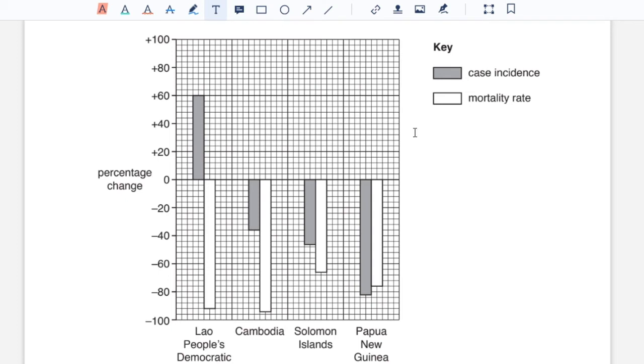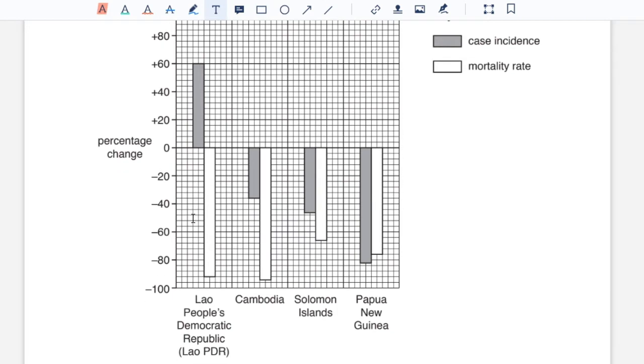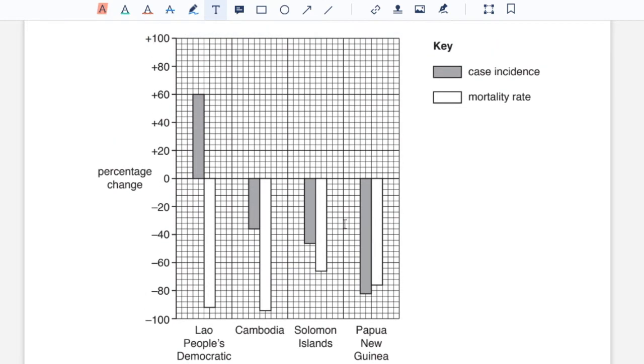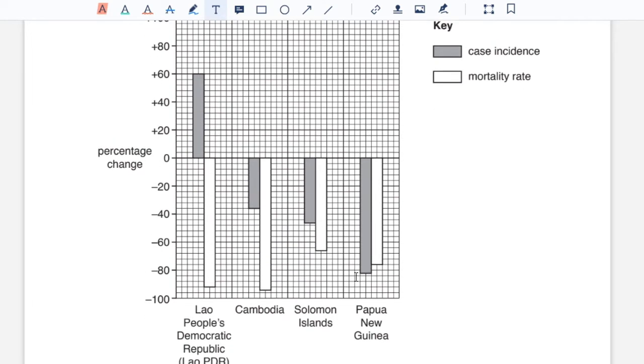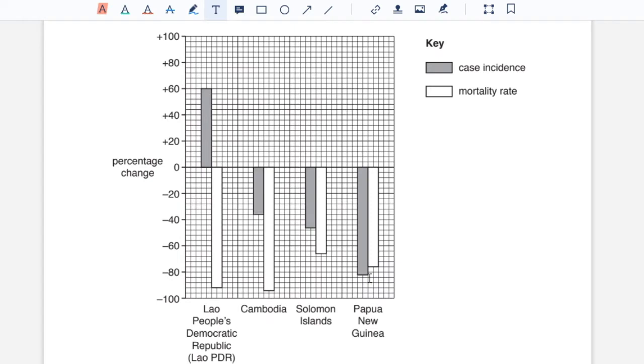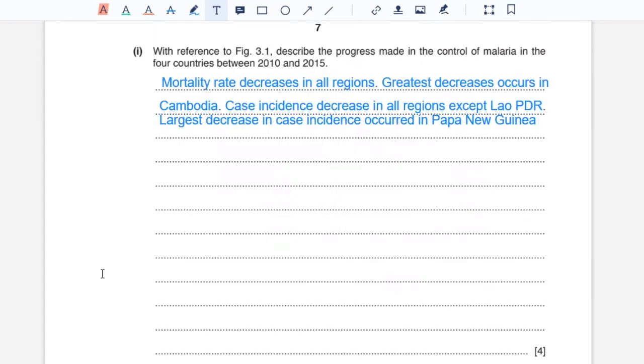describing the differences. That comes in regards with the case incidence. The case incidence decreases in 3 of the regions and increases in the LAOPDR region, and the greatest decrease in case incidence is in Papua New Guinea, and that would be around 82%, and you can use this piece of data to complete your answer.